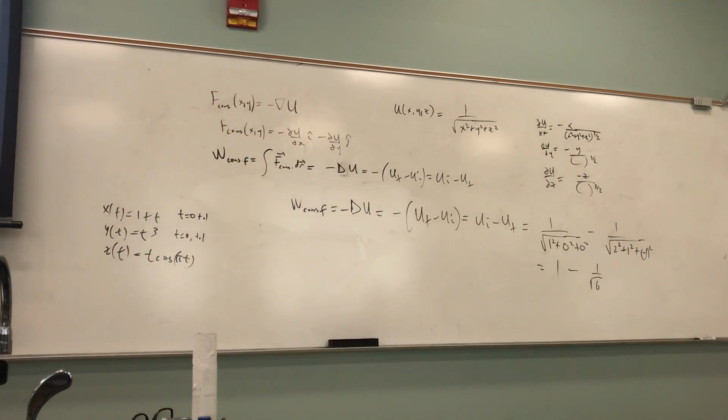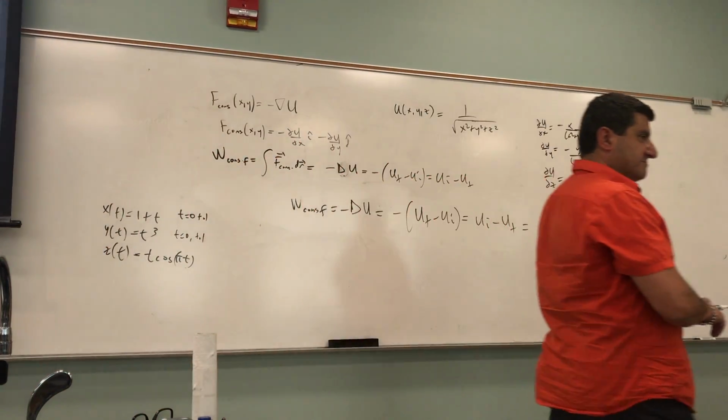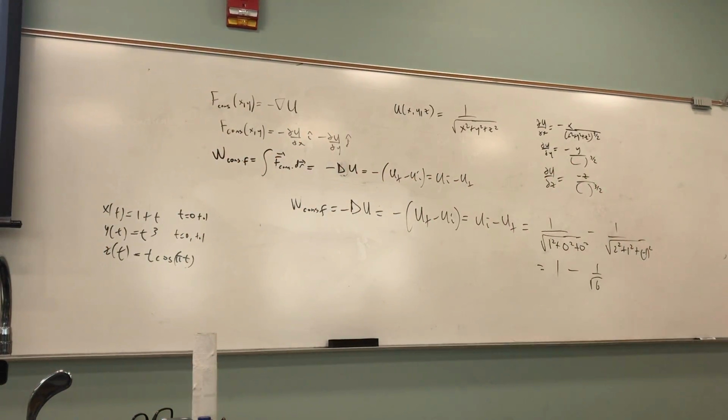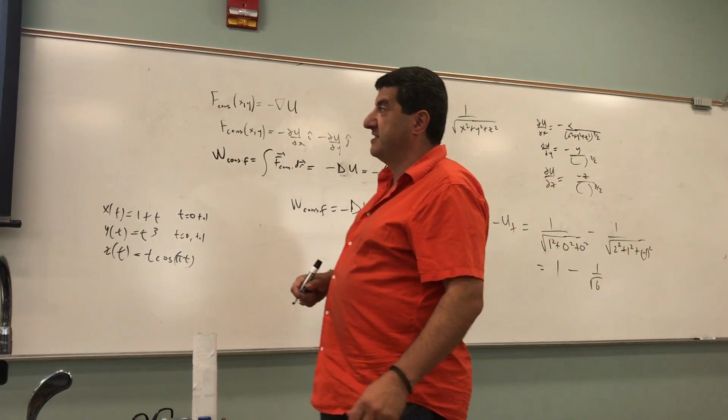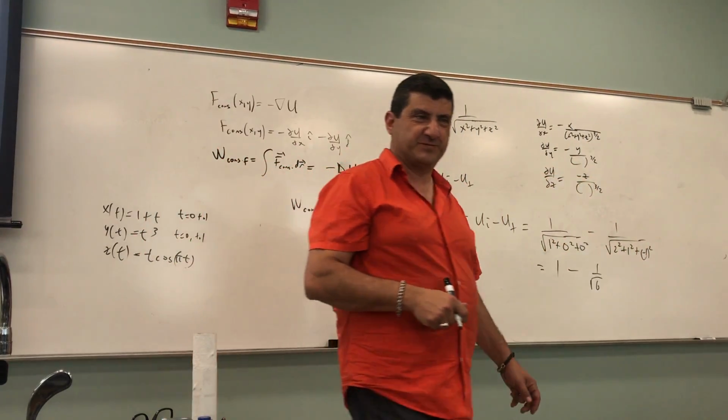I think they did it wrong here. It should be this one. That should be the opposite. Yeah, write to them, say, hey, we found a mistake. It should be potential initial minus potential final. They did potential final minus potential initial.